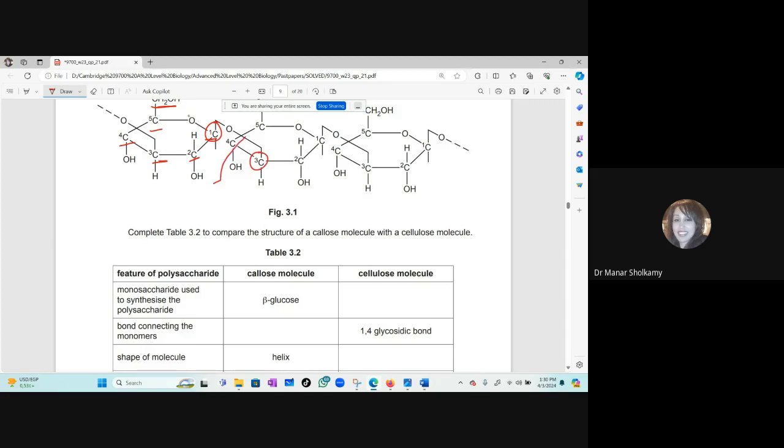Tell me, Mariam, what type of bond is this? Peptide or glycosidic or ester bond? Glycosidic, of course, between carbon 1 and carbon 3. So what's the name of this bond? A 1 to 3 glycosidic bond. Perfect. Complete the table to compare the structure of the callose molecule with a cellulose molecule.